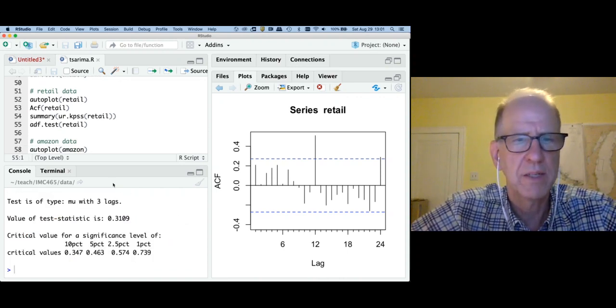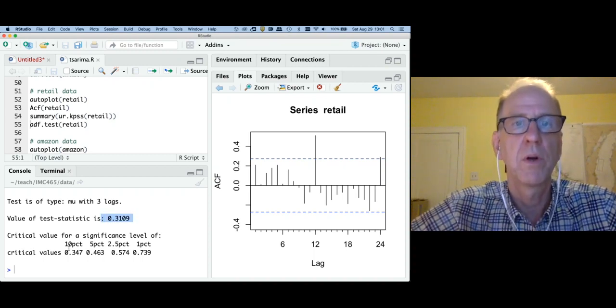If we look at the KPSS test, what we can see is that the test statistic is about 0.3, so we cannot reject the null hypothesis.